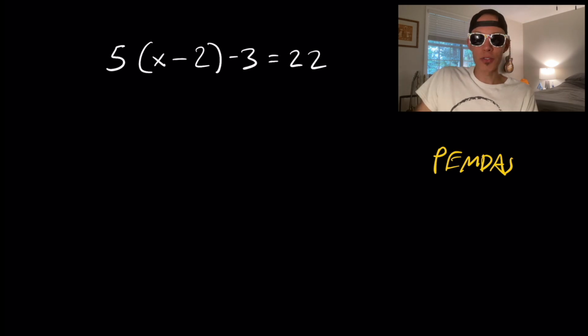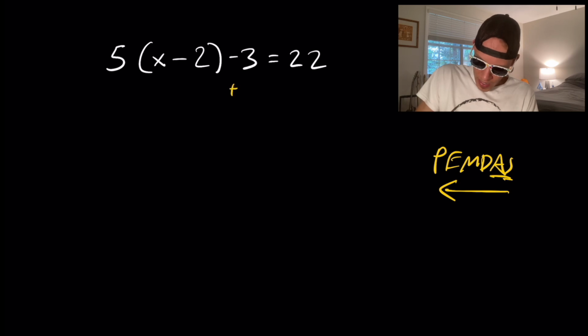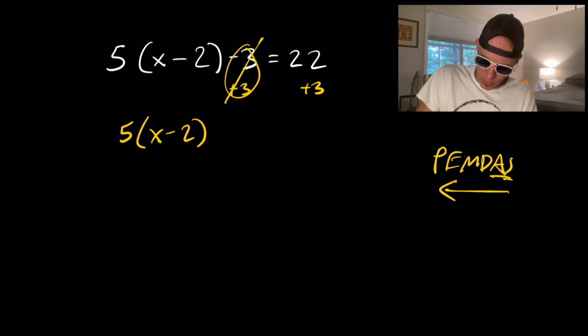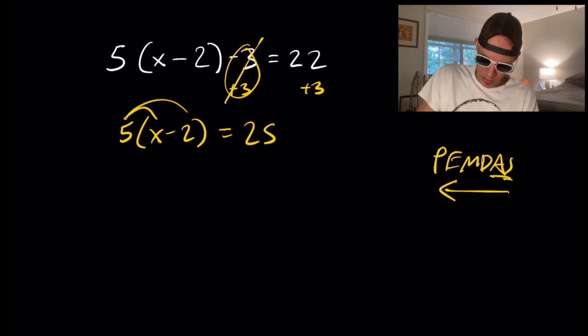So let me just undo that minus 3, because remember we're going right to left, and subtraction or addition is the first thing to undo. So I'm just going to add 3 to both sides. Those will cancel out, and I'll have 5 times (x minus 2) is equal to 25. Here I can distribute the 5, or I can divide both sides by 5. I'll distribute the 5. I think that's easier. You can do whichever way you want, though.